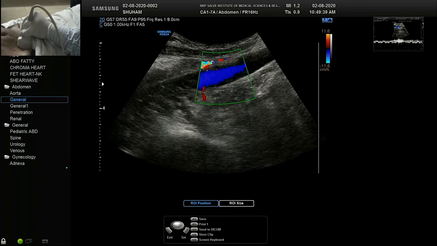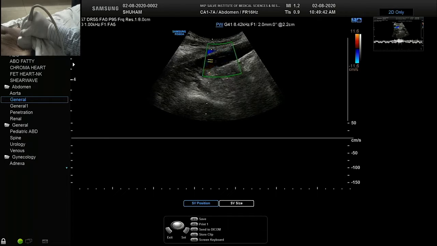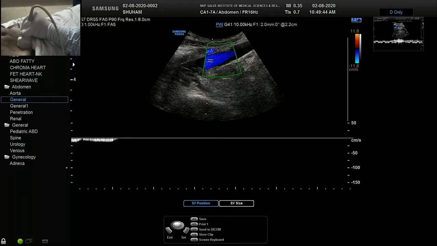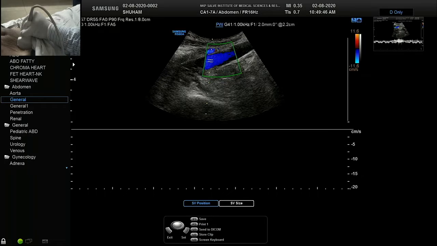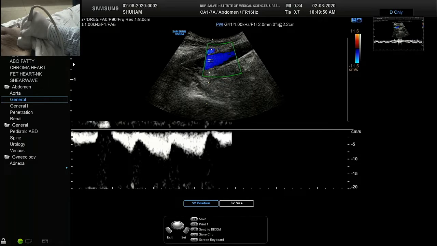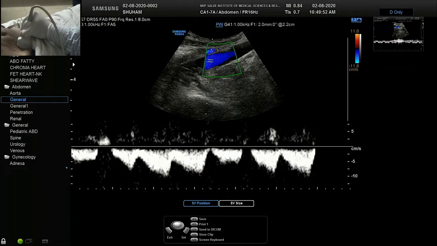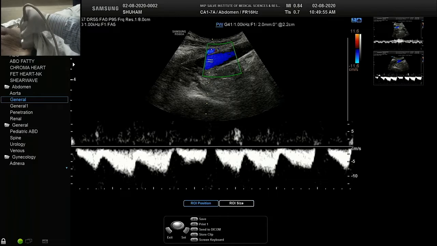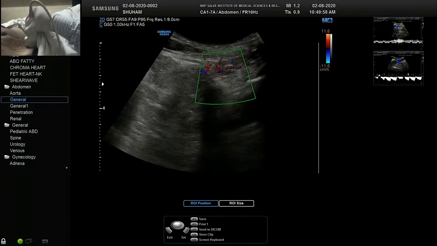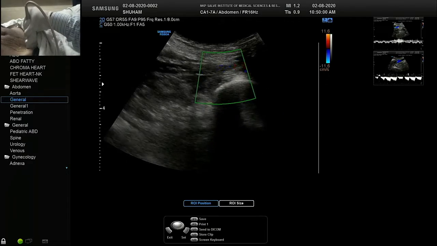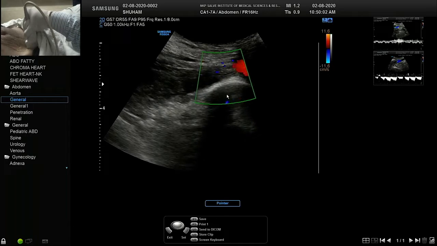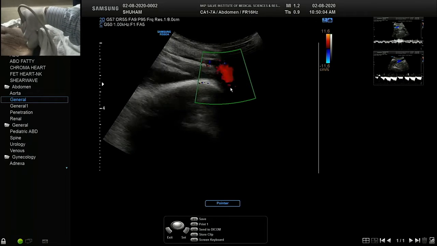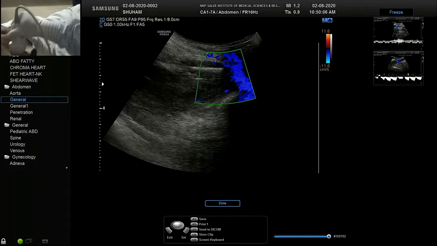Okay, just try to put spectrum, and we have to just confirm whether the flow is phasic or not. Get down the baseline. Yes, it is showing phasic flow, normal flow. Now we have reached the femoral head here, and from below down it will be the common femoral vein and artery.